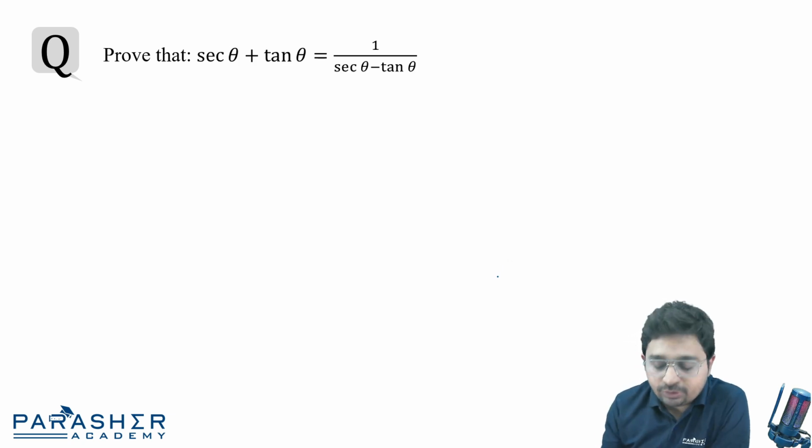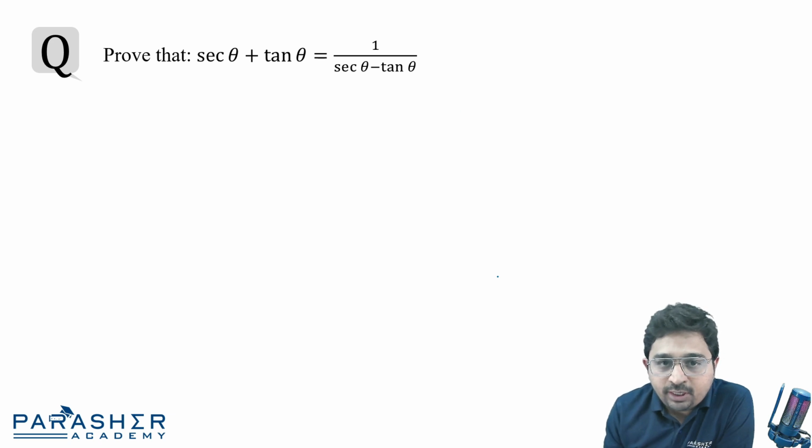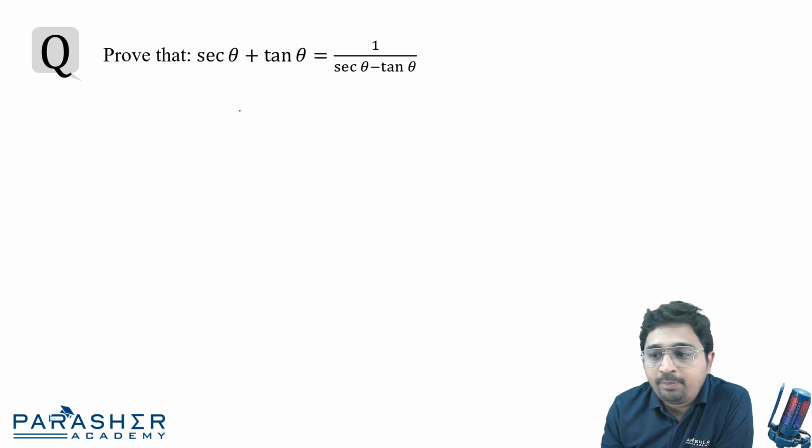Let us look at one more question. Looks very scary because secant tan, then there is a denominator secant minus tan. I've seen many students simply having a thumb rule saying that whatever the question is, I'll convert everything into sine and cos. Right? Converting to sine and cos might help in many cases, but not always. Okay? Things can be done smartly.